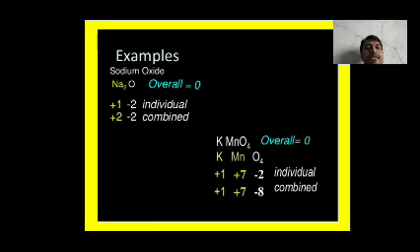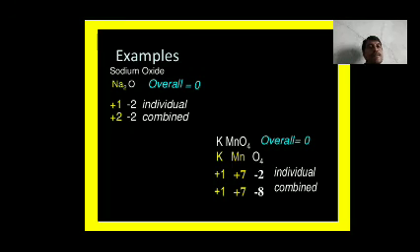2 Na plus oxygen is equal to 0. Oxygen's general oxidation state is minus 2, so each sodium atom's oxidation number is plus 1. With 2 sodium atoms, the total is plus 2, and the oxygen is minus 2. Overall oxidation number is equal to 0.